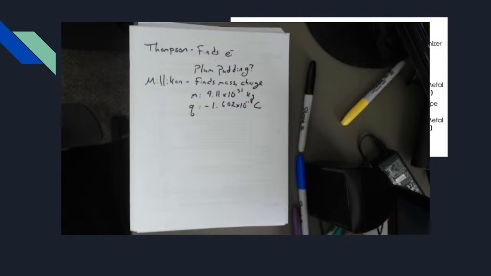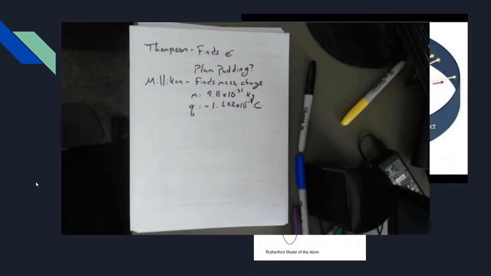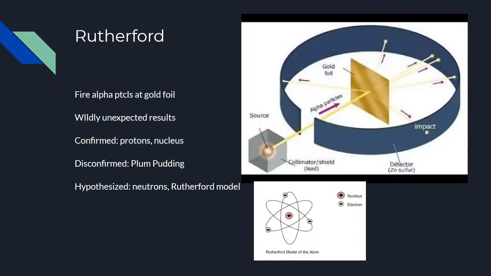Next up, we have Rutherford, Ernest Rutherford. He did the gold foil experiment. Let's go ahead and clear off that guy. All right. So here's Rutherford's gold foil experiment. Here we have a little chunk of uranium inside of a block of lead. Uranium is naturally radioactive, and it releases what are known as alpha particles.